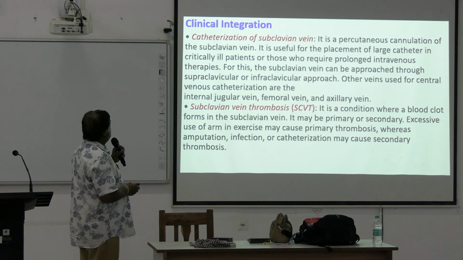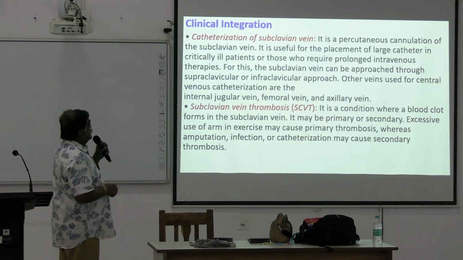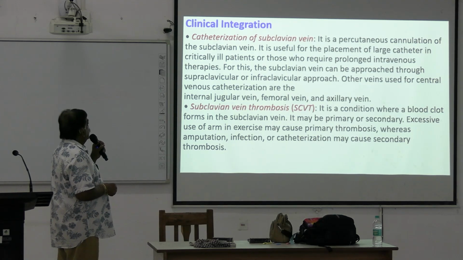Now, clinical integration: catheterization of the subclavian vein is a percutaneous cannulation of the subclavian vein. It is useful for placement of large catheters in critically ill patients or those who require prolonged intravenous therapy. For this, the subclavian vein can be approached through supraclavicular or infraclavicular approach. Other veins used for central venous catheterization are the internal jugular vein, femoral vein, and axillary vein.